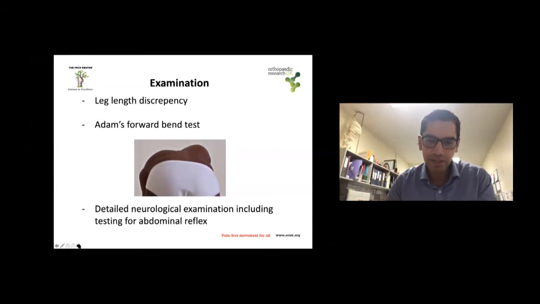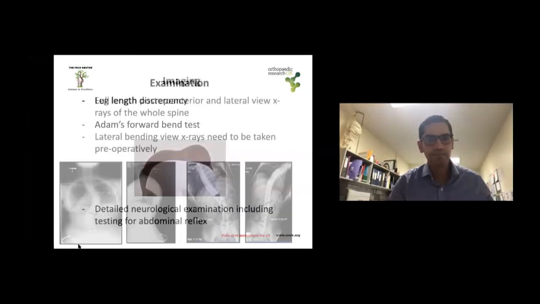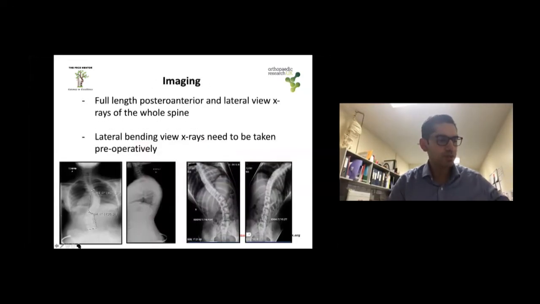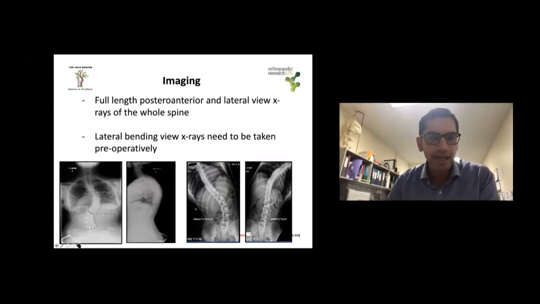When there is asymmetry, this is suggestive of spinal dysraphism or an underlying disorder, and this would be an indication to get an MRI scan. With regards to imaging, you want to get full-length PA and lateral view x-rays of the whole spine, and lateral bending views would be used for surgical planning to evaluate for the flexibility of the curve, which will help you guide fixation levels.